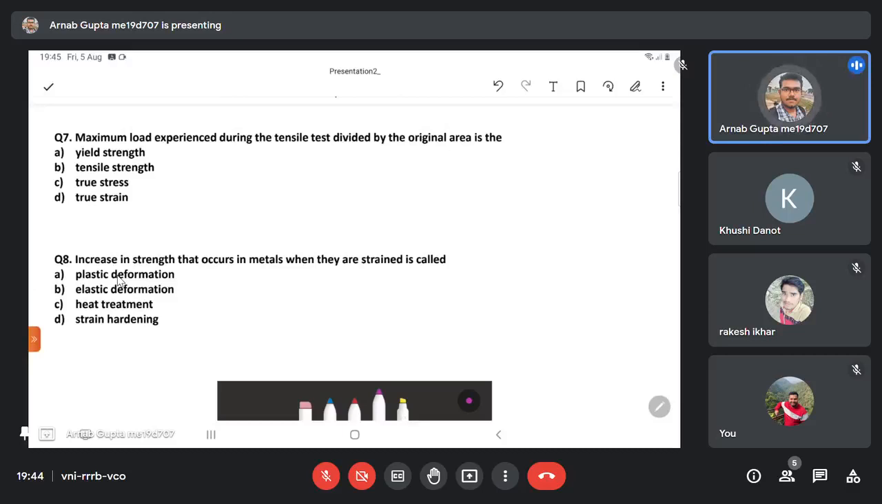Maximum load experienced during the tensile test divided by the original area is called yield strength, tensile strength, true stress, or true strain. What will be your answer?